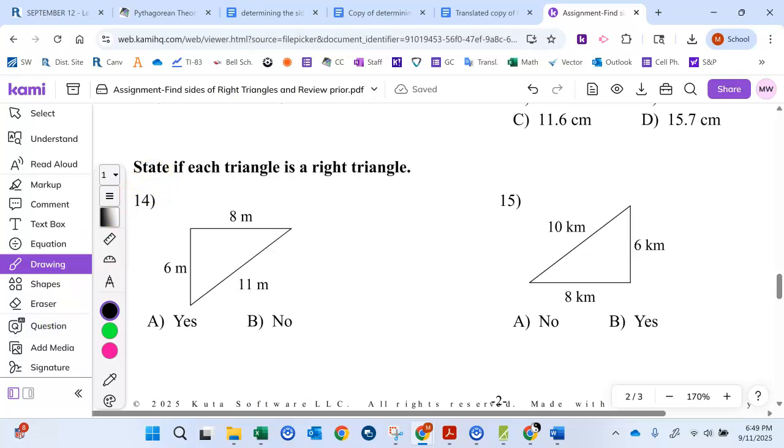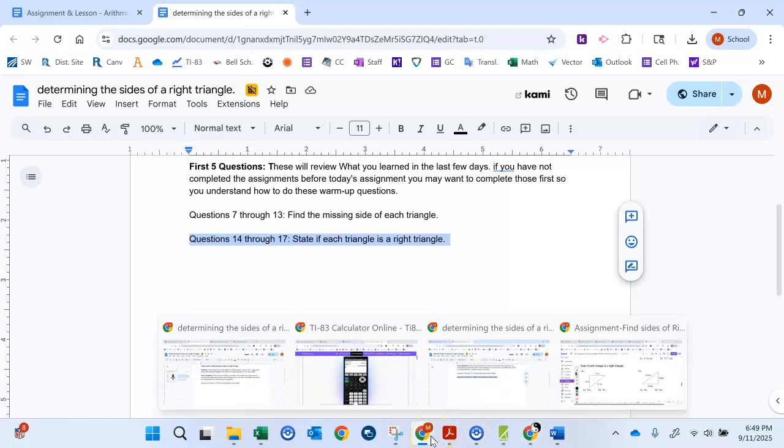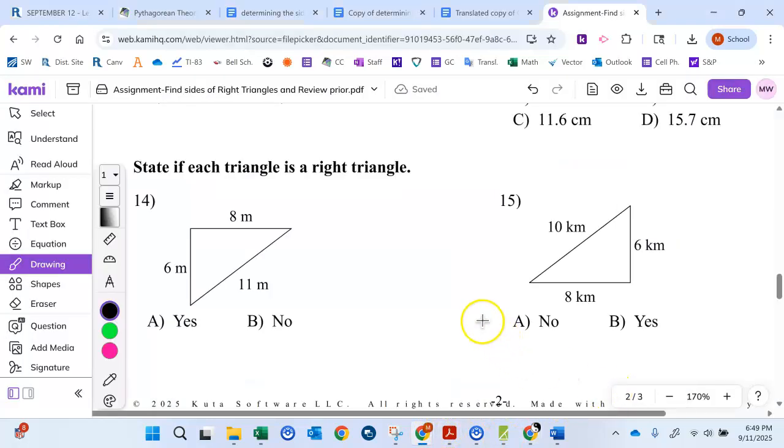Finally, the last kind of question is this one. Okay, so we're going to see if each triangle is a right triangle, okay? So remember, right triangles, this is the important part of it. Right triangles, a squared plus b squared equals c squared, right? So let's take, I'm going to start with 15. Let's try that one. So we know that's the c. This can be a or b.